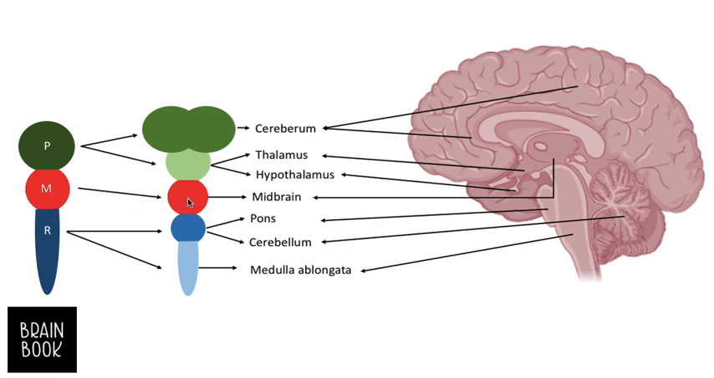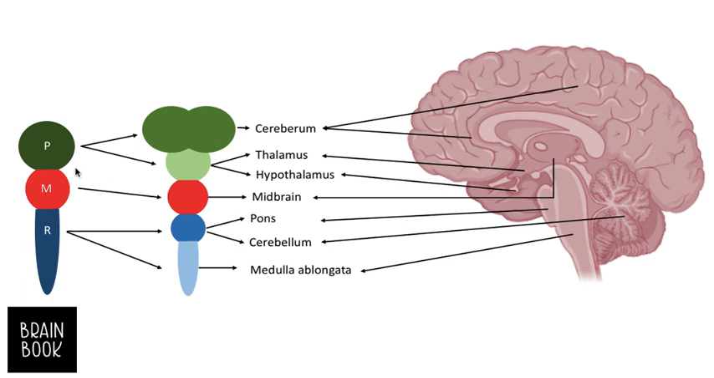The mesencephalon forms the midbrain, and the rhombencephalon, which is divided into the metencephalon and myelencephalon, forms the pons and cerebellum from the metencephalon here, pons and cerebellum. And finally, the myelencephalon forms the medulla oblongata, a part of the brain stem here.